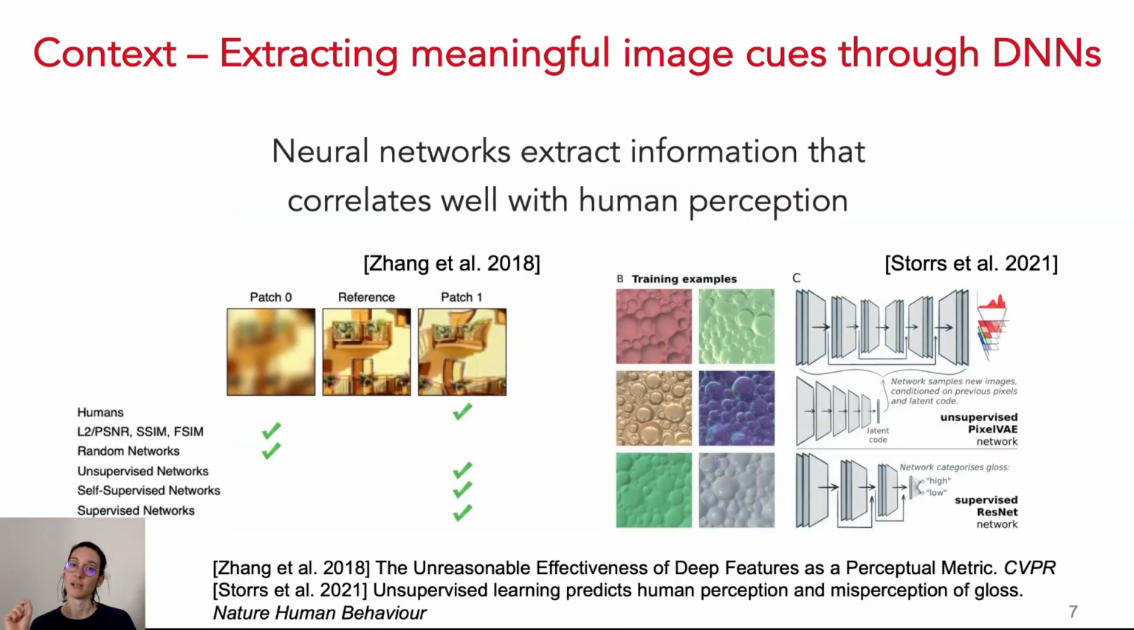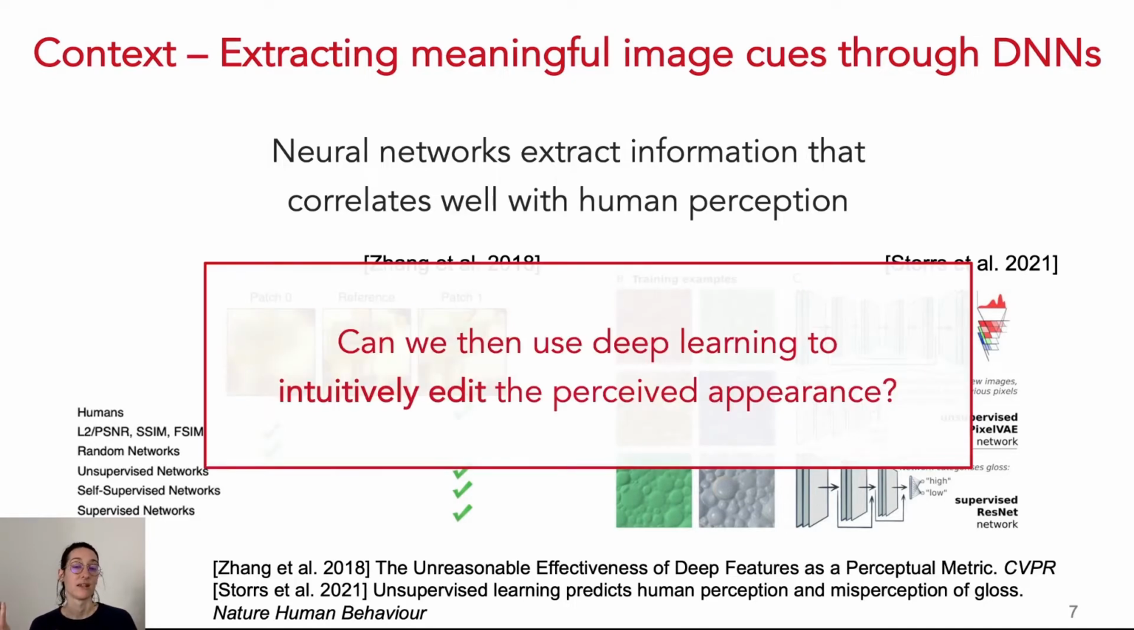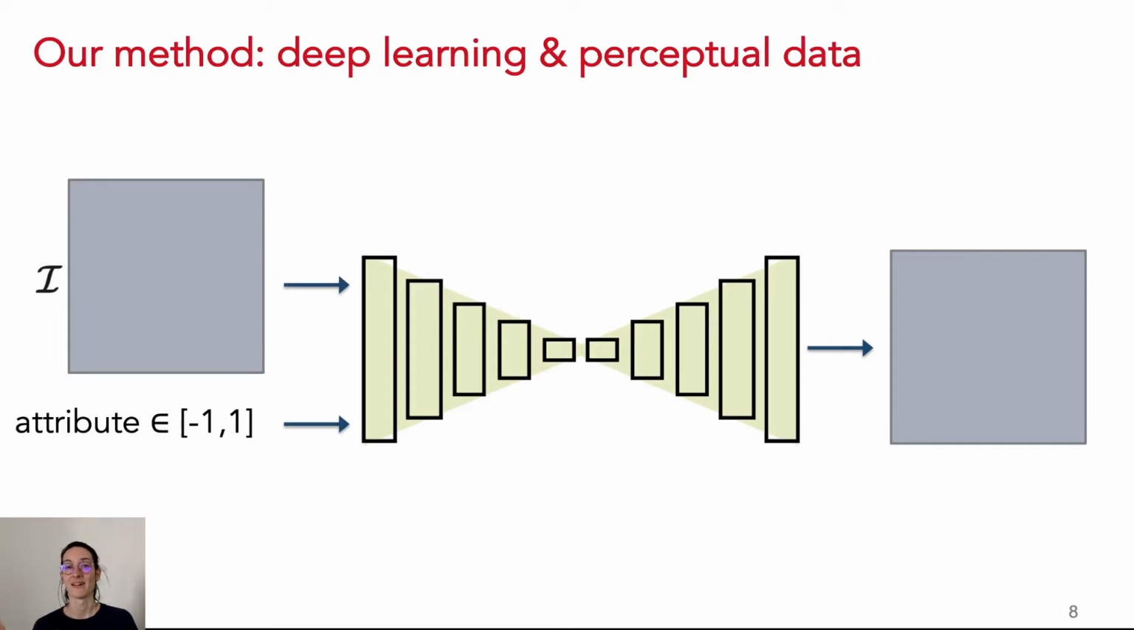But interestingly, recently neural networks have been shown to extract information that correlates well with human perception. Meaning neural networks have this ability to extract these very complex features that we use to perceive material appearance. And if so, then can we use neural networks to edit the perceived appearance? If they're able to extract similar features, maybe we can also use them to change those image features. So that is the basis of our work.